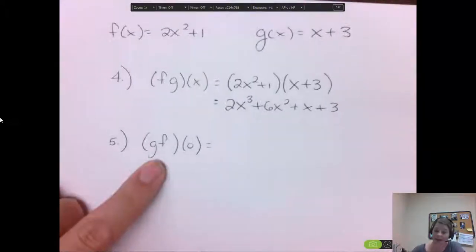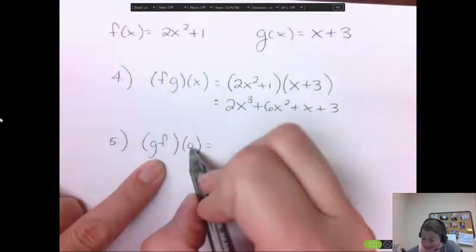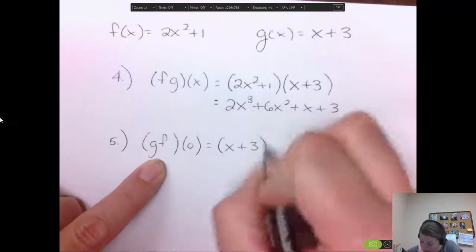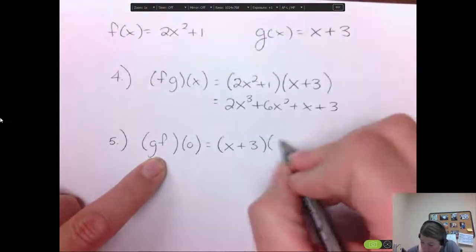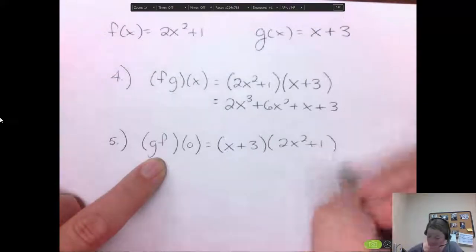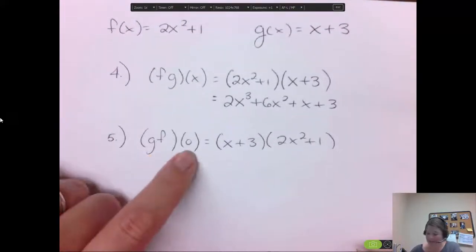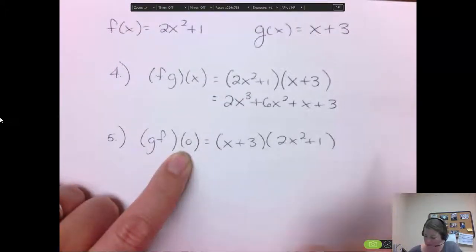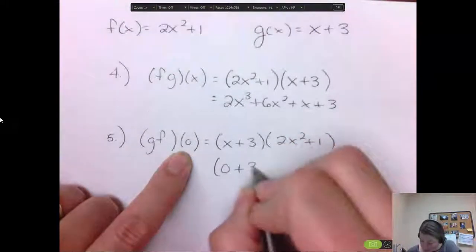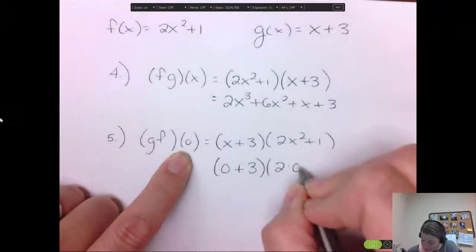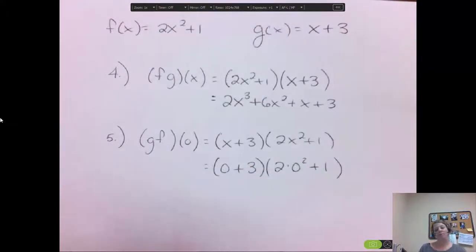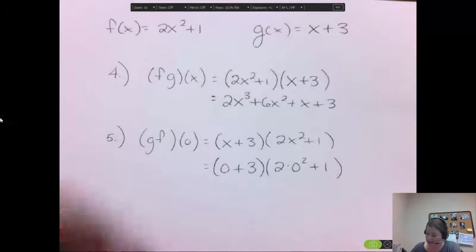But I will write it in the way that we see. This says g of f of 0. Let's go with the 0, what that means in just a second. We know this, g of f, is g times f. That's our first look at it, but we don't put in an x. We don't keep it in terms of x. We want to put in a 0. So we put in the 0 plus 3 and 2 times 0 squared plus 1, and we calculate that out. So when you're given a number, you write them out as multiplication, but then you put the number in for each of the letters. So let's see what we get.